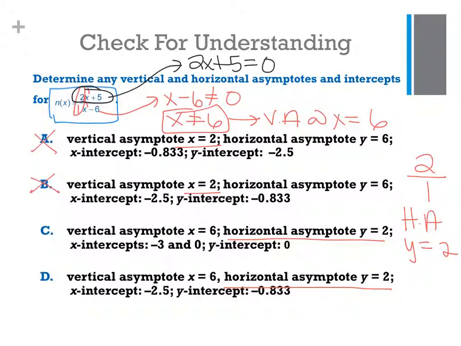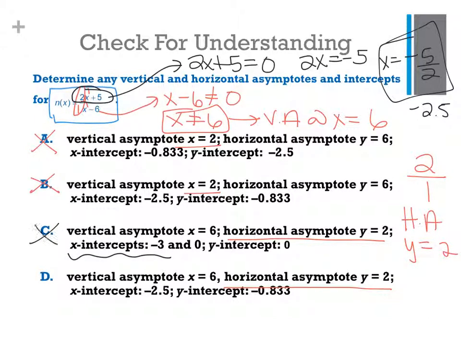So if I set the numerator equal to 0, I get 2x equals negative 5, or x equals negative 5 halves. So our x-intercept, or our 0 for our function, is at negative 5 halves, which if you divide negative 5 by 2, you get negative 2.5. Which then eliminates option C because it's stating that our x-intercept is negative 3.